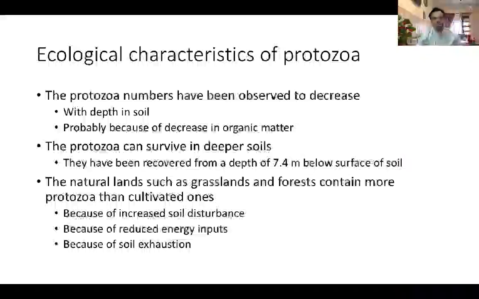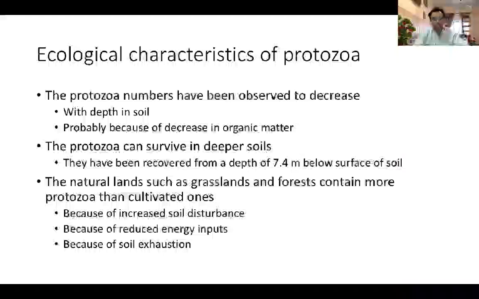Another thing that we can compare here is the use of land. I mean, what is the vegetation on land? The natural land cover contains more protozoa as compared to the ones that are manipulated or cultivated. Means the lands where there are grasslands, there are forests, there's natural vegetation cover. It has been observed that such lands have more protozoal population.